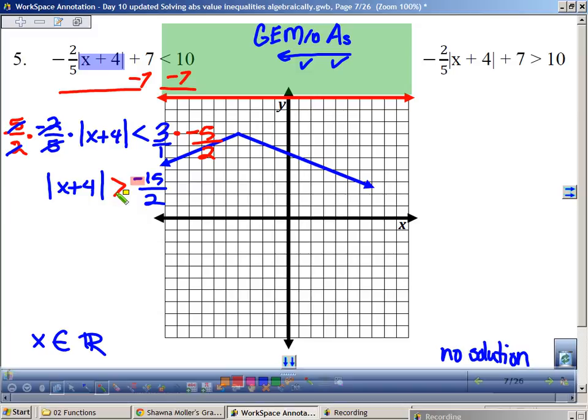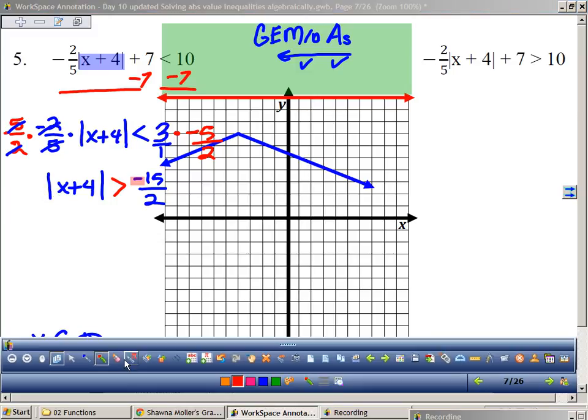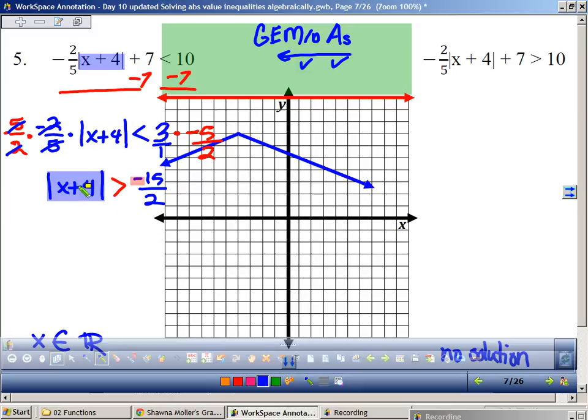No solution. I've now isolated my absolute value. There's nothing on this side but absolute value, and I have a negative sign on this side. If this was an equal sign, a positive number can never equal a negative number, so we would write no solution. But it's not. It's an inequality, and it says a positive number must be bigger than a negative number.